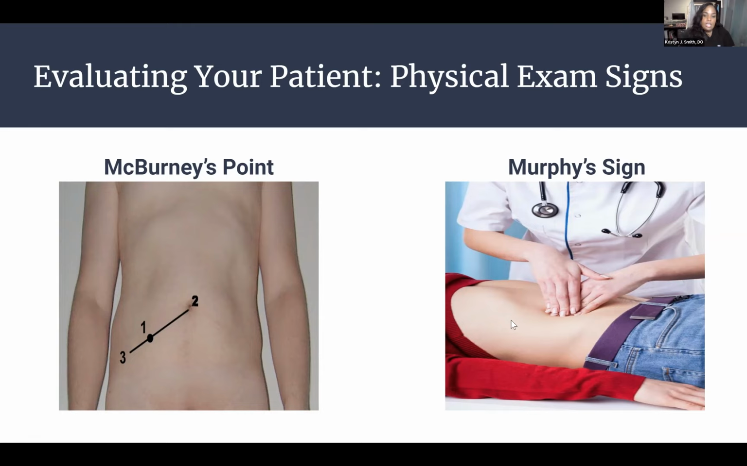So Murphy's sign is pathognomonic for cholecystitis, and it's elicited by asking a patient to inspire while palpating right beneath the right costal margin. If inspiration is arrested when you're palpating, then that is a positive Murphy's sign.